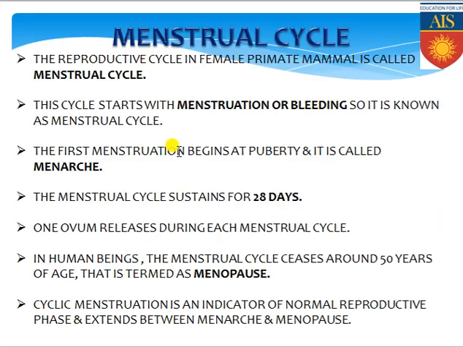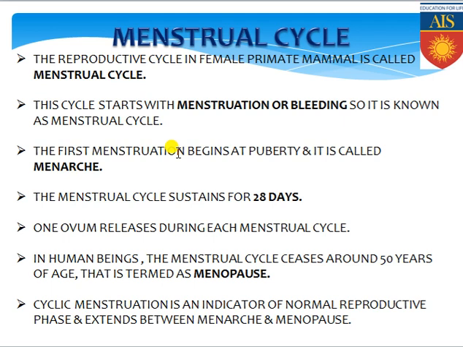Now we have reached the last portion of the female reproductive system, the most important portion, and that is the menstrual cycle. What is that? Let's start. The reproductive cycle in the female primate mammal is commonly called the menstrual cycle, but we need to know why it is called that. The reason is that menstruation, or bleeding, happens at the initial time of the cycle. That means the menstrual cycle starts with menstruation or bleeding. For that reason the name menstrual cycle has been given.